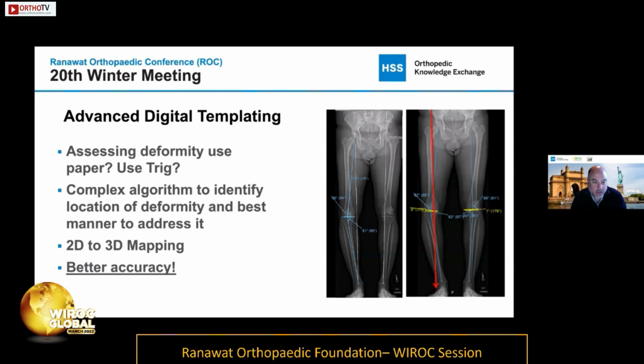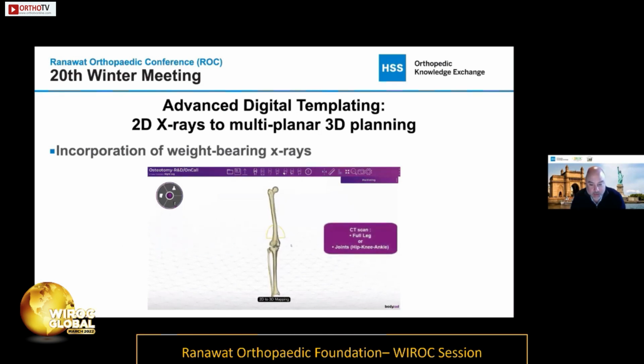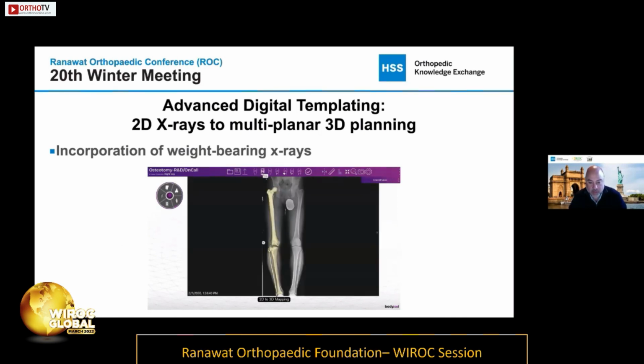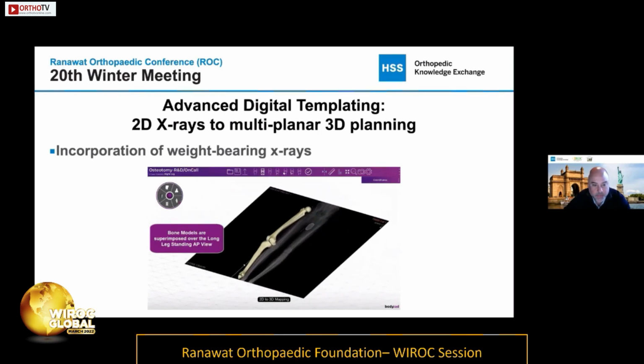It's a really complex algorithm to identify the location of the CORA. And Daniel did a very excellent job, but you can also see where the CORA is, and it's really better accuracy when you have 2D to 3D planning. So this is advanced digital templating. You have 3D models that are based off your long leg cassette. So it's superimposing the CAT scan and the x-rays. And then from there, this is incorporating weight bearing because you have a bony overlay of the two technologies.